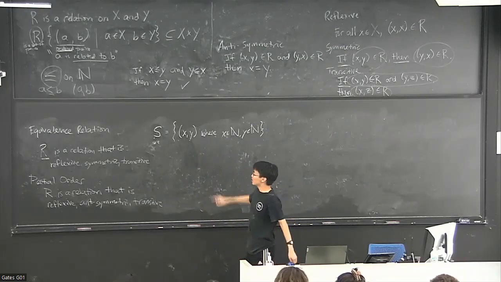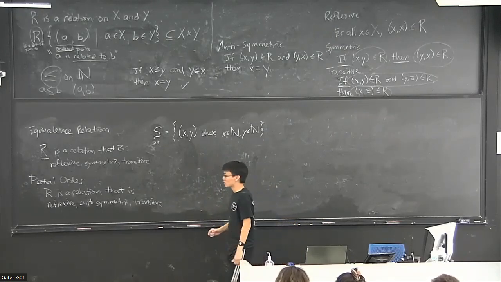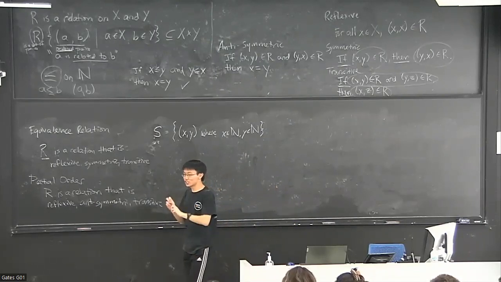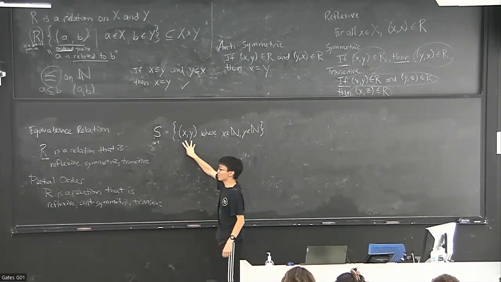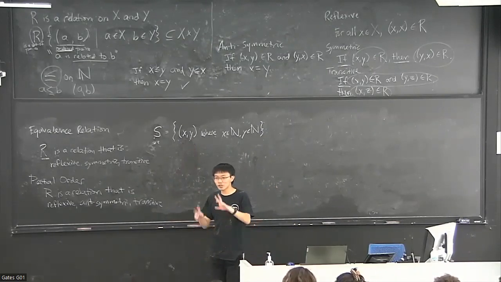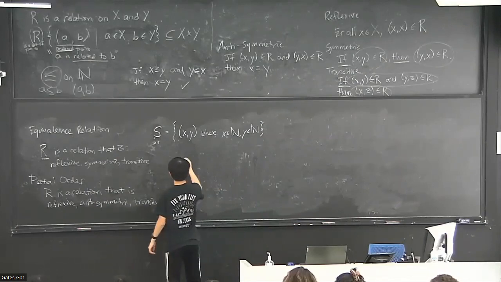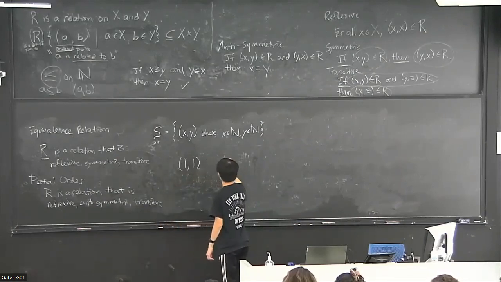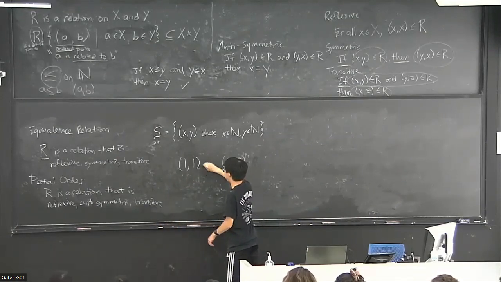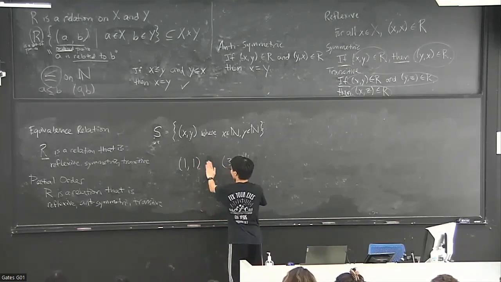But so let's say we have the set S. And I'm going to want to make a relation on this set S, which means I want to relate pairs, not just relating numbers now. I'm relating pairs. It's sort of like saying if I have 1, 1 and 3, 2, how are they related? Are they less than? Are they equal?